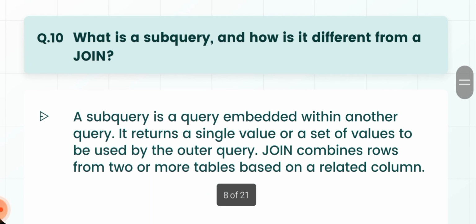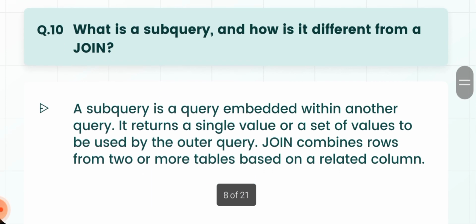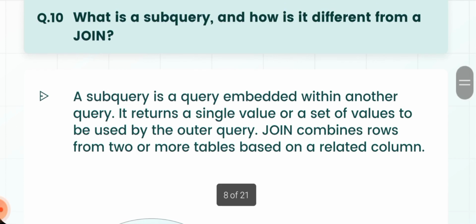Question number 10. What is a subquery and how is it different from a join? A subquery is a query embedded within another query. It returns a single value or set of values to be used by the outer query. Join combines the rows from two or more tables based on related columns.